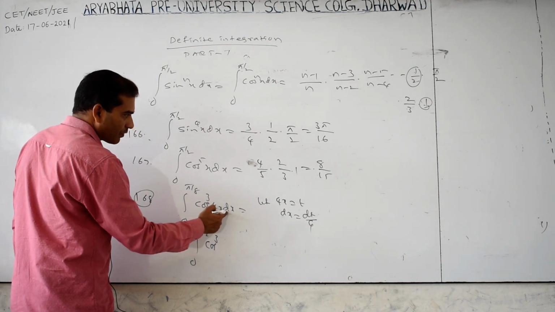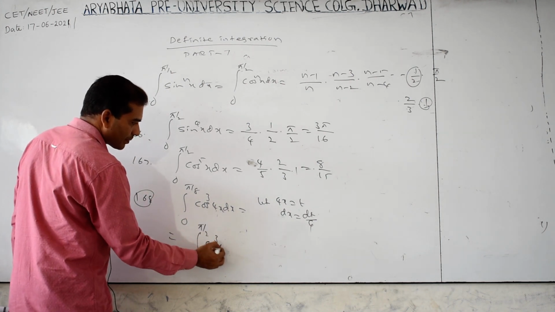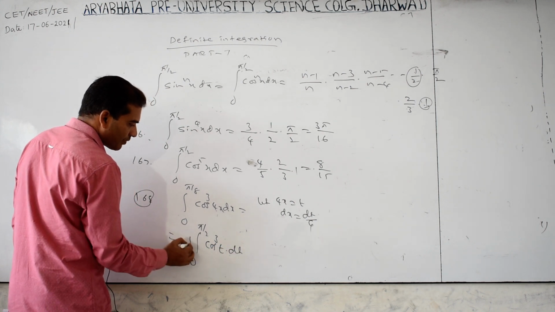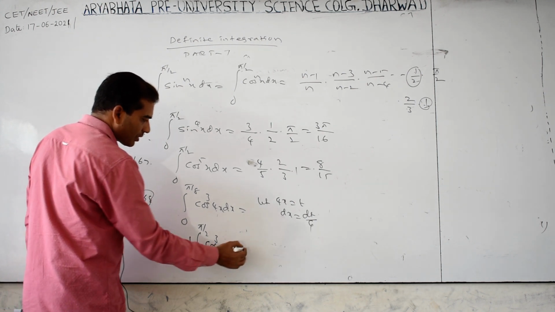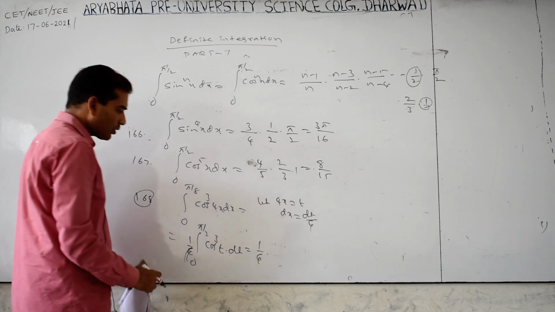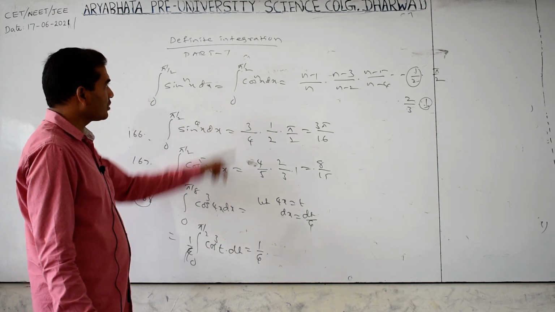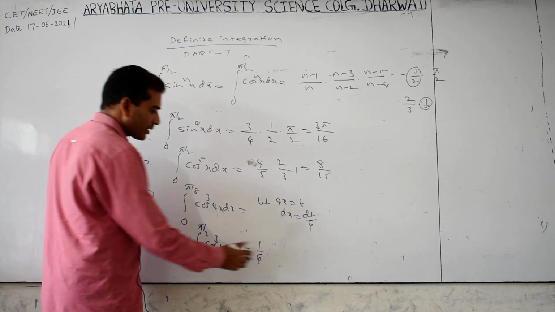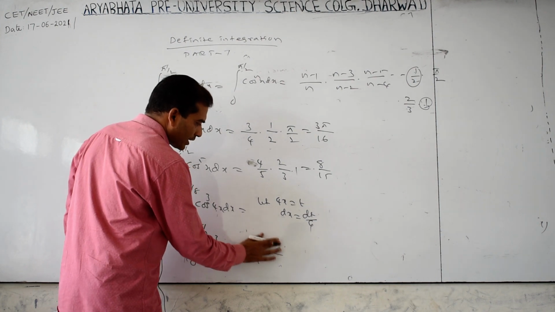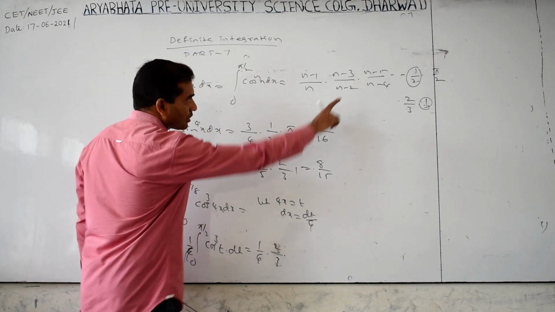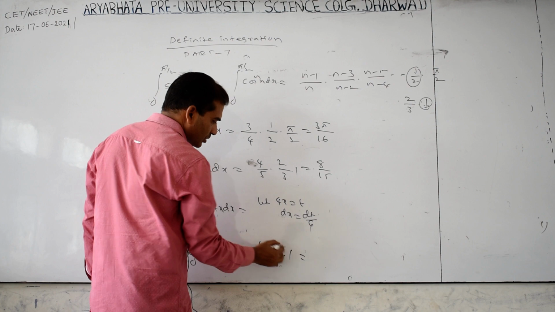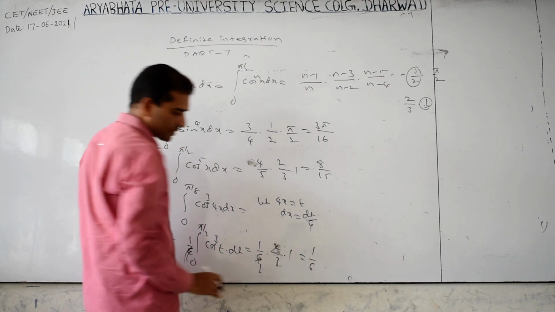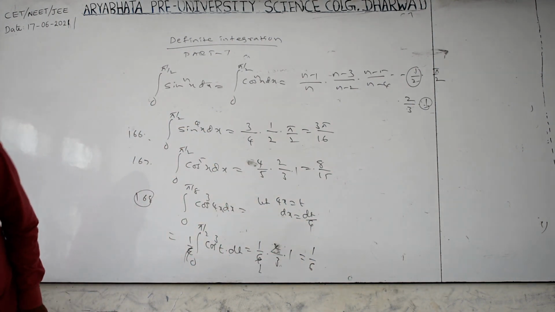Cos cube of 4x is cos cube t, and dx is equal to dt by 4. 1 by 4, 0 to pi by 2 cos cube t dt. Use this formula. n is 3. 3 minus 1, 2 by 3. If it is 2 by 3, last term is 1. So the answer is 1 by 6. This is a shortcut.